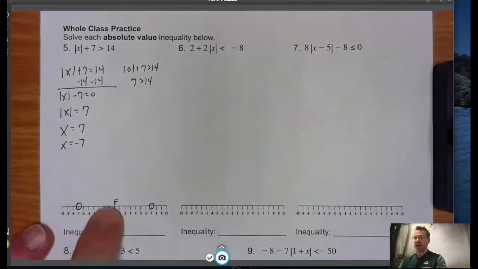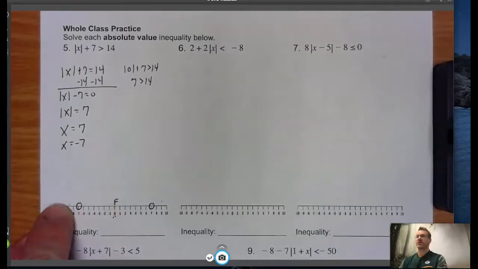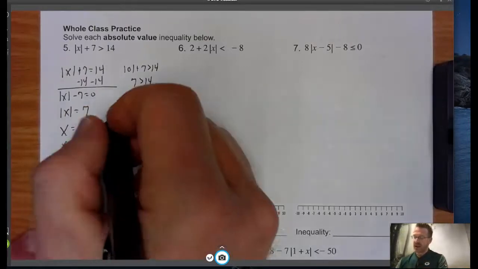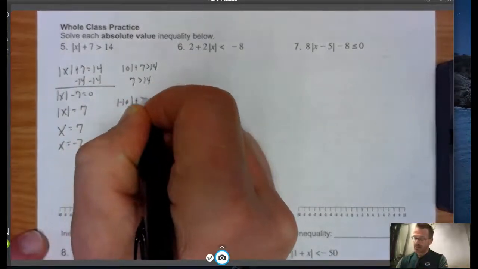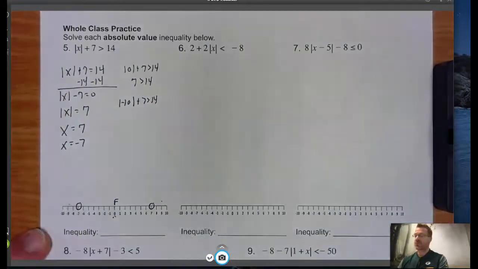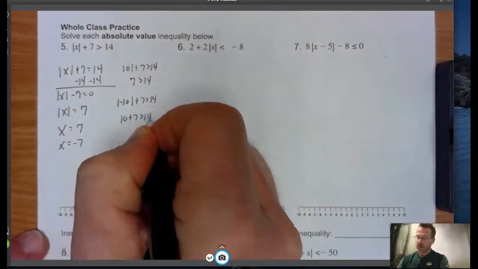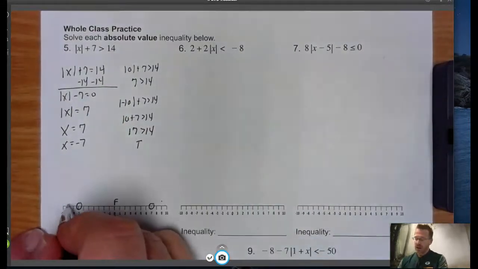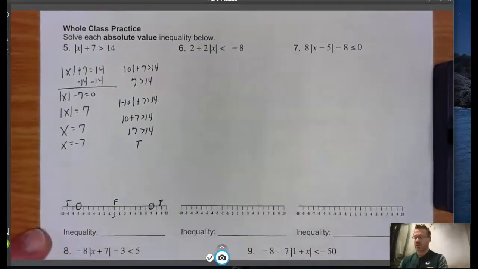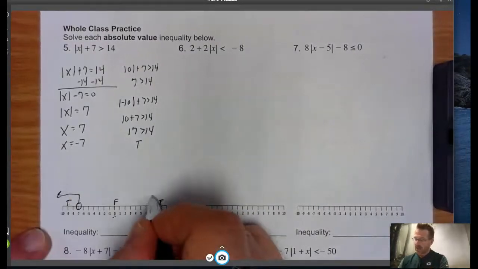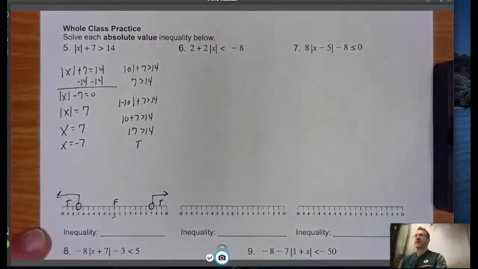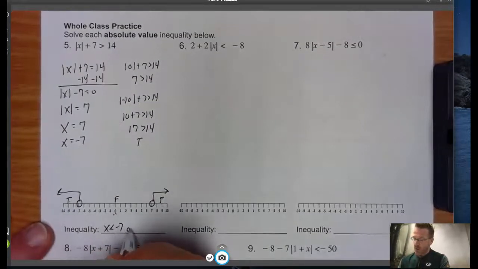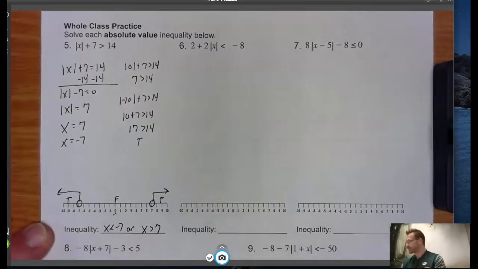Now, if I were testing and the inside is false, and I test one of the outside and it's false, that means everything's going to be false. All right? Okay, so let's go ahead and just pick a value. I'm going to pick negative 10 and plug that in. Negative 10, absolute value of negative 10 is 10, so I get 10 plus 7 is greater than 14, and I get that 17 is greater than 14, which is true. So that means this area is true, which means this area is true. So now notice if I shade that way and that way, we get that "or" inequality. So now that means x could be less than negative 7, or x could be greater than 7.